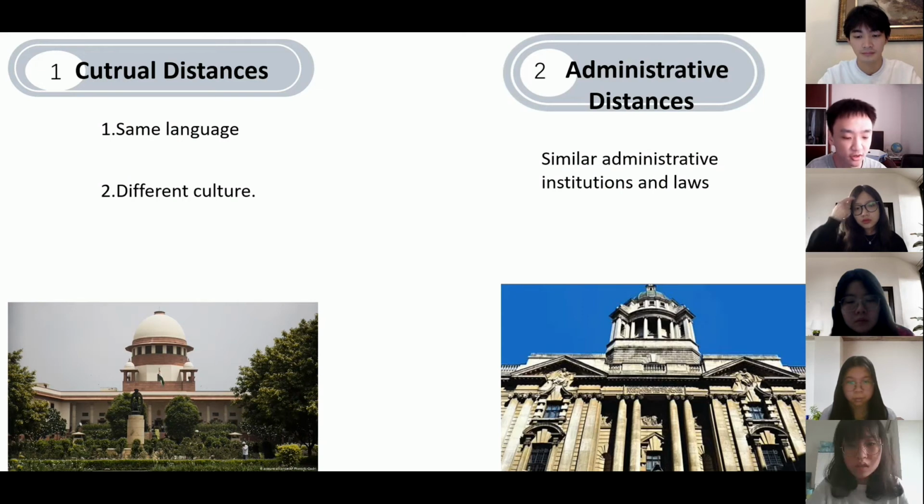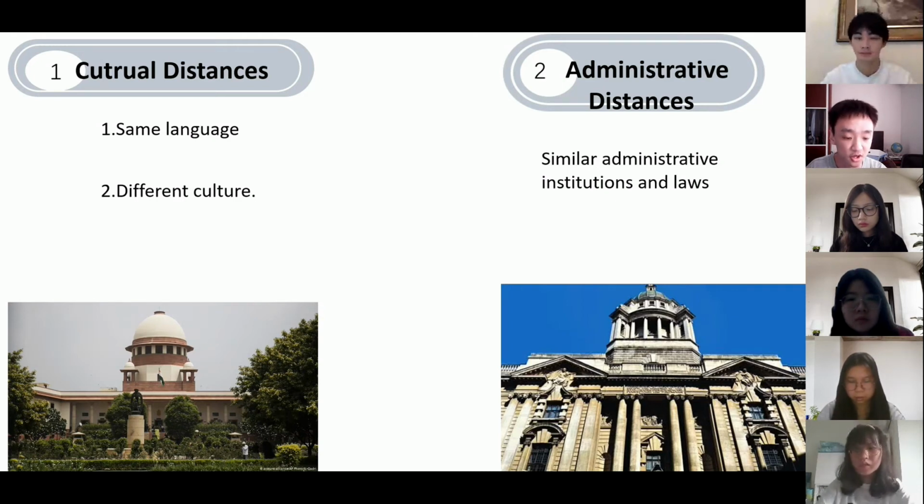In this part, we are going to introduce the CAGE between UK and India. First one is cultural distance. As we all know, the UK and India speak the same language. The official language of Britain and India is English. Therefore, they have certain language advantages in trade compared with other countries.